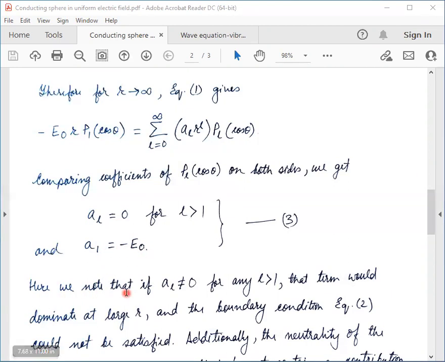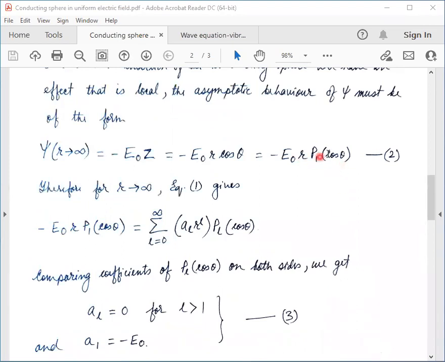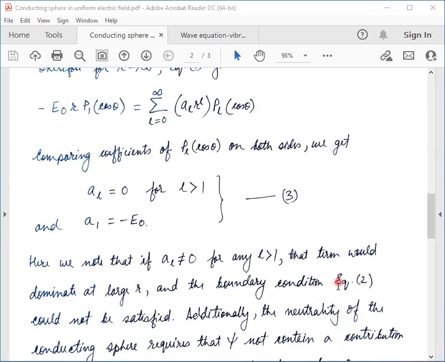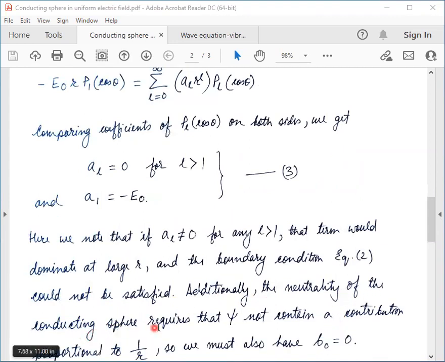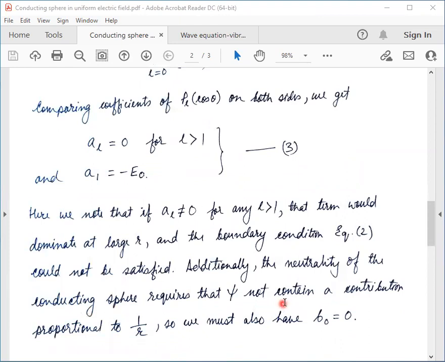Here we noted that if A_L is not equal to 0 for any L greater than 1, then that term would dominate at large values of r, and the boundary condition, that is the condition given by equation number 2, could not be satisfied. Additionally, the neutrality of the conducting sphere requires that psi must not contain a contribution proportional to 1 by r. So we must also have B0 equal to 0.